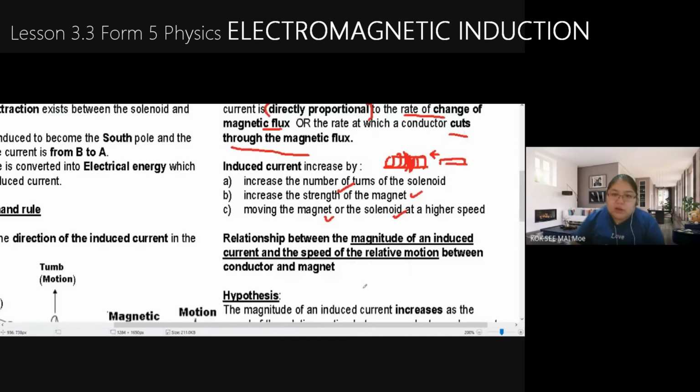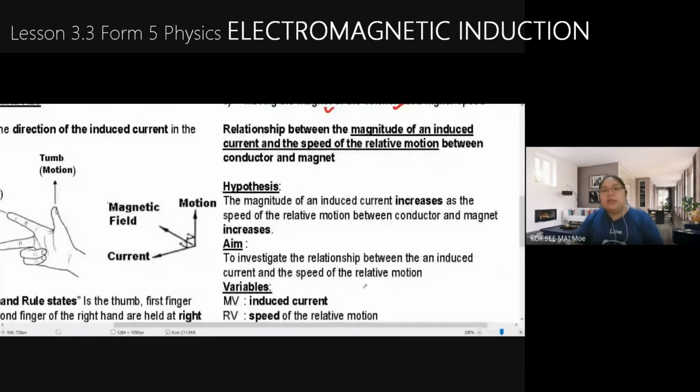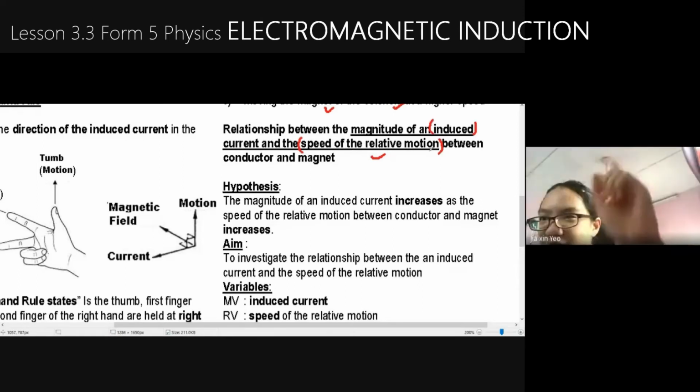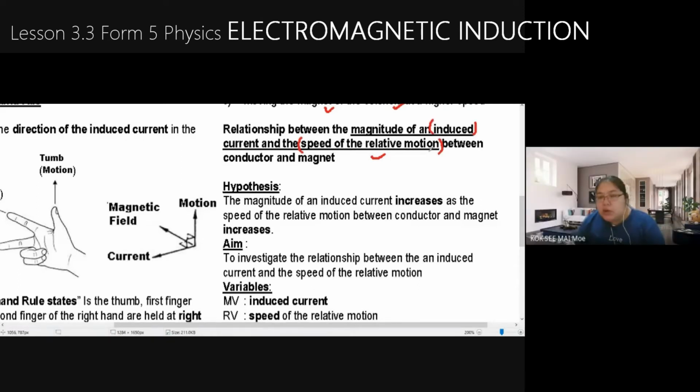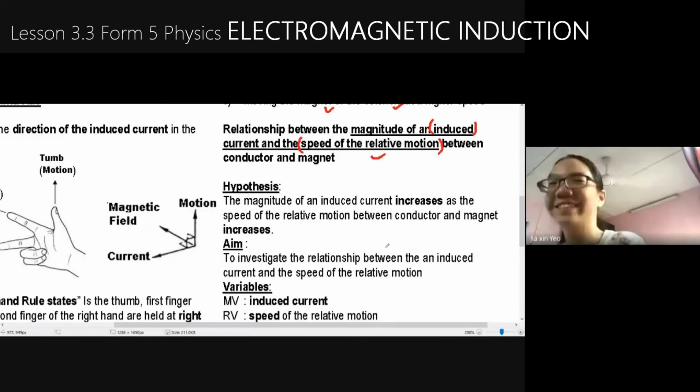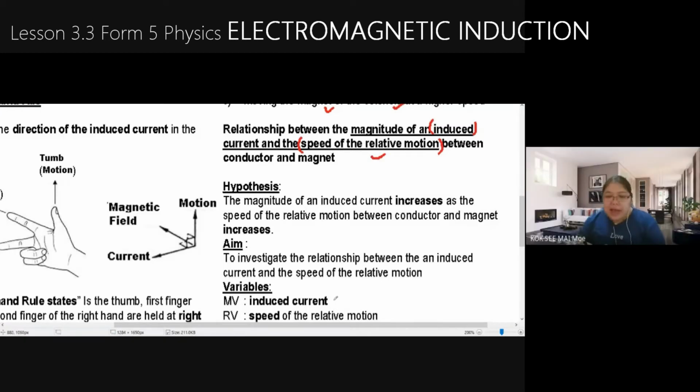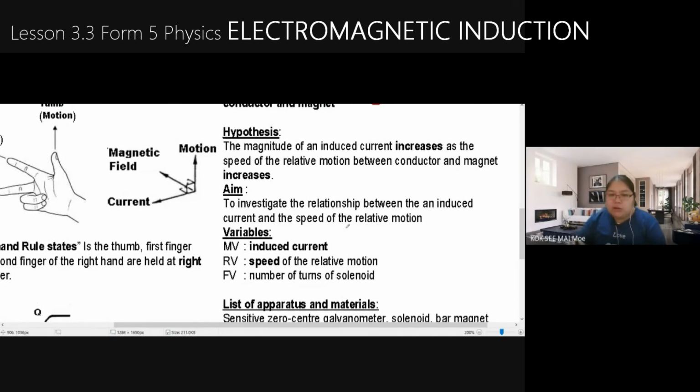Okay, let's see the first one, the relationship between the magnitude of the induced current and the speed of the relative motion. That means if you move faster, the induced current must be more. Okay, let's see this experiment. You tell me which one should be the manipulated variable. Induced current, actually. Teacher, here you got it right, then you follow speed here. That's why it's wrong. That's why I told you. You follow here, then it's wrong.